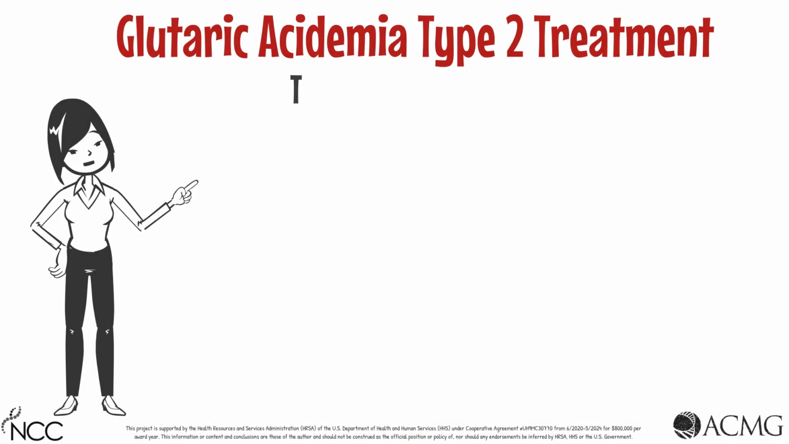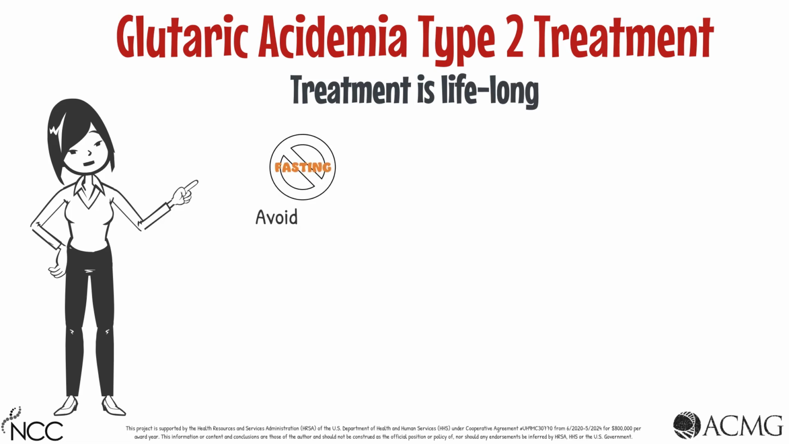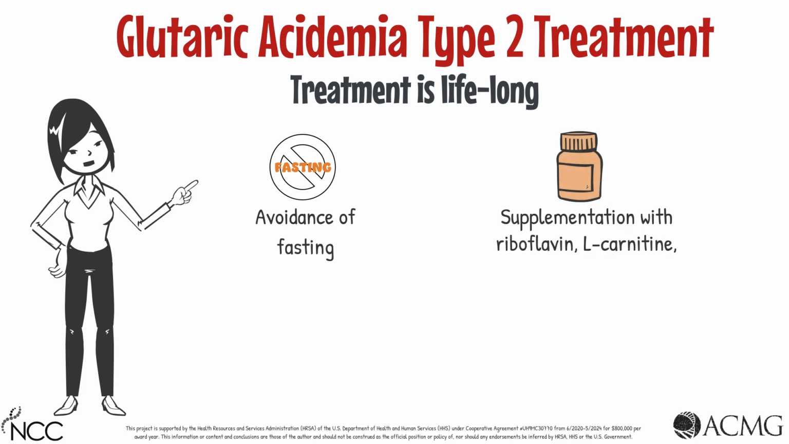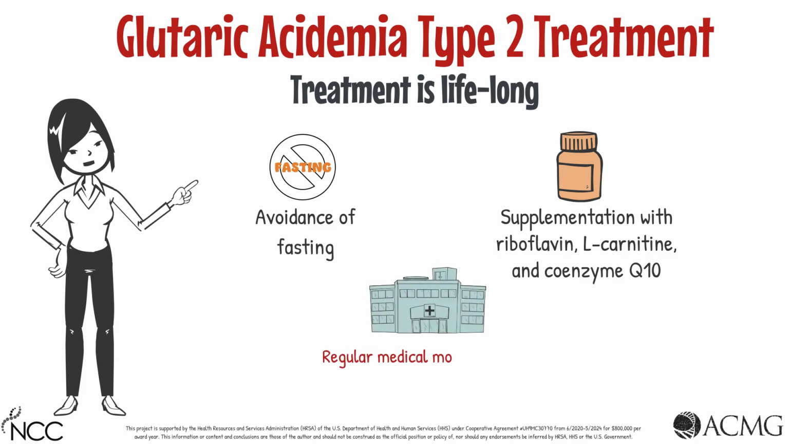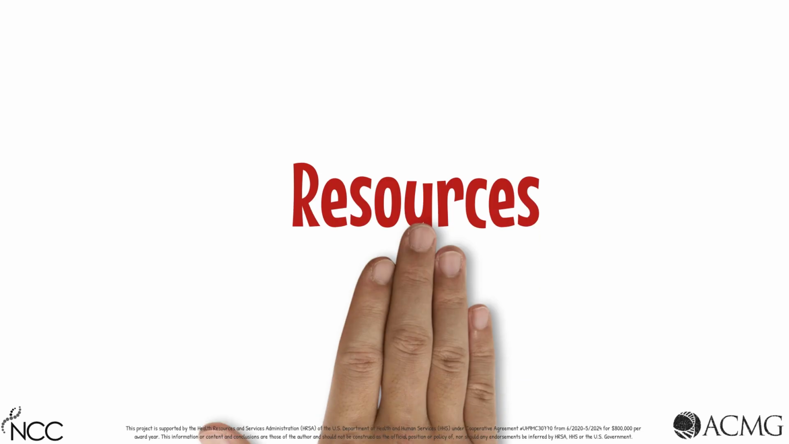Treatment for glutaric acidemia type 2 is lifelong and includes avoidance of fasting and supplementation with riboflavin, L-carnitine, and coenzyme Q10. Regular medical monitoring and avoidance of metabolic crisis is important to prevent irreversible damage.